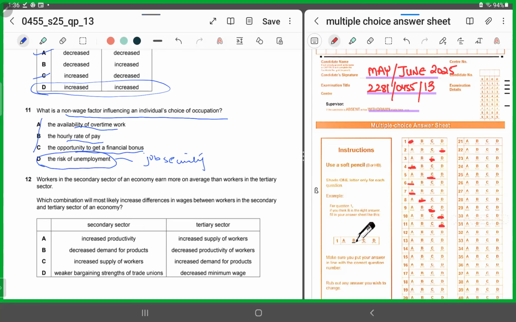A, B, C are all related to earnings. It's only in option D when it's talking about job security. So we'll shade in D as the correct response. Number 12.